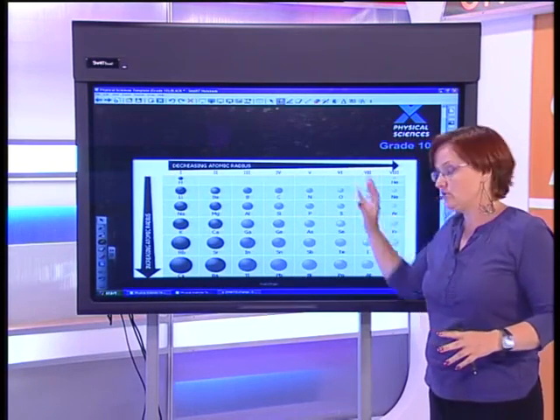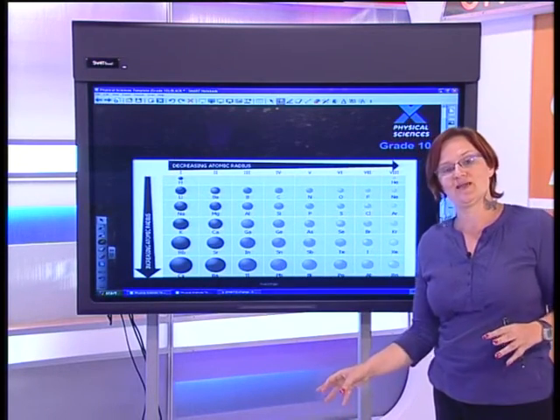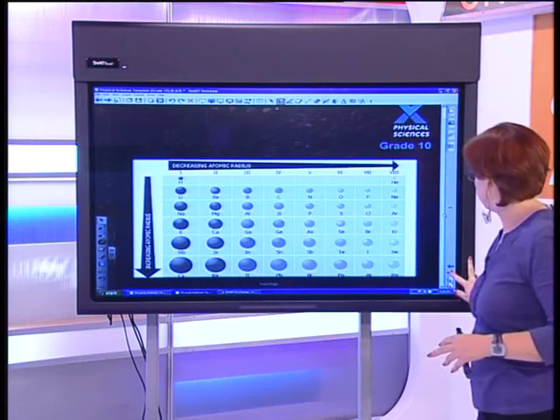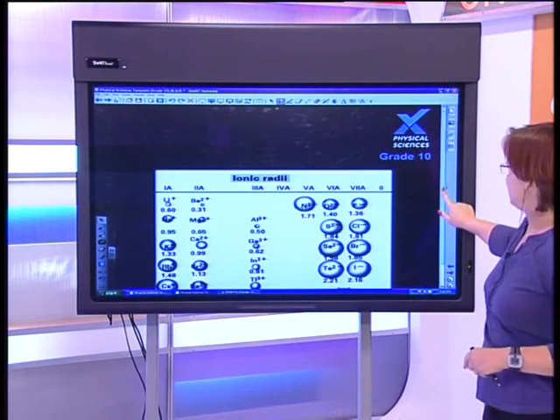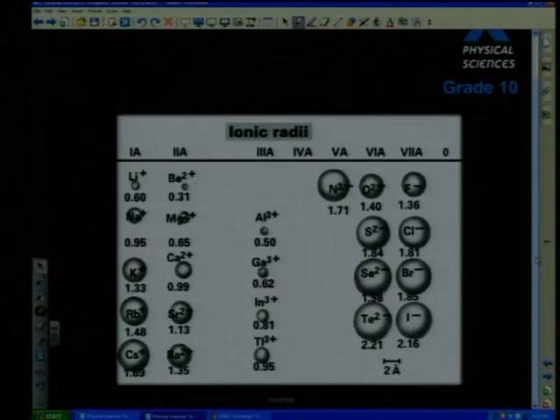Across it goes, it decreases; down, it increases, okay? And that's because of the number of electrons. The next trend is ionic radius. Radii is just simply the plural for radius. This is a strange little thing. By ionic, I'm talking about what happens when our atom loses or gains an electron.